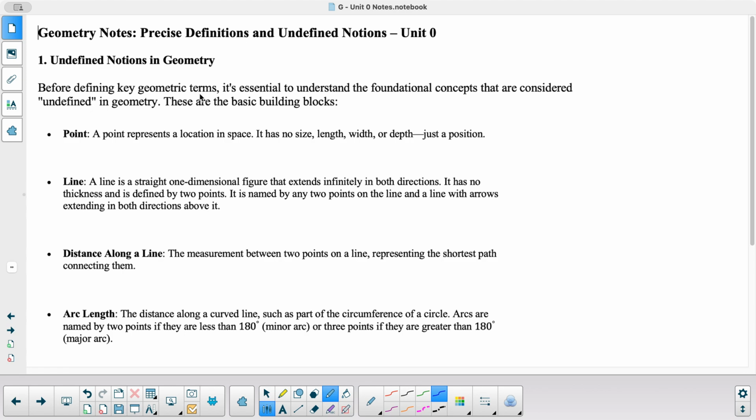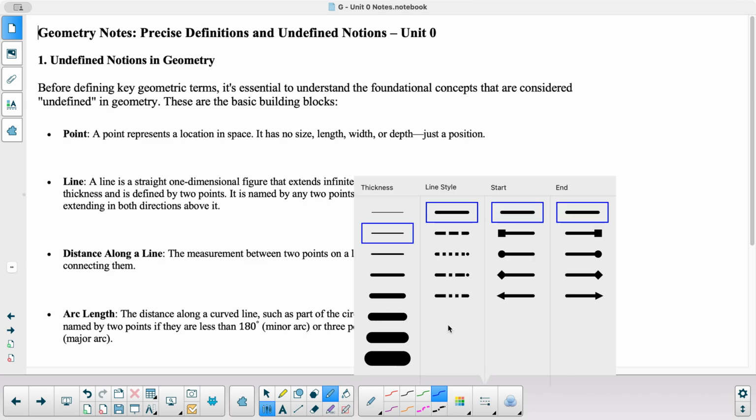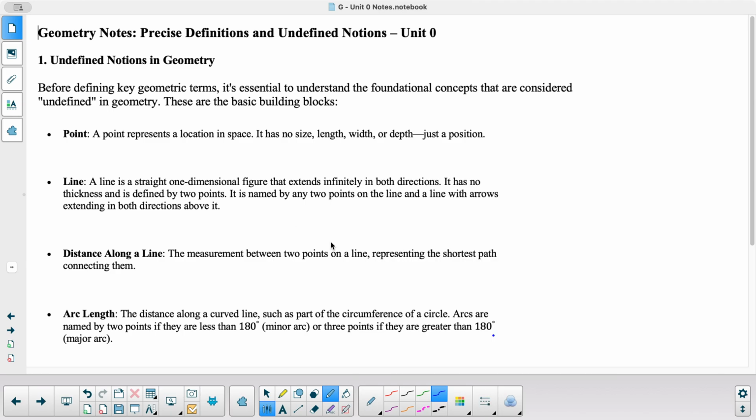So before defining key geometric terms, it's essential to understand the foundational concepts that are considered undefined in geometry. These are basic building blocks. So the first thing is called a point. A point represents a location in space. It has no size, length, width, or depth, just position. So most of the time, a point is usually pretty small, just like that. Technically, although there is actual physical width there, it has no width.